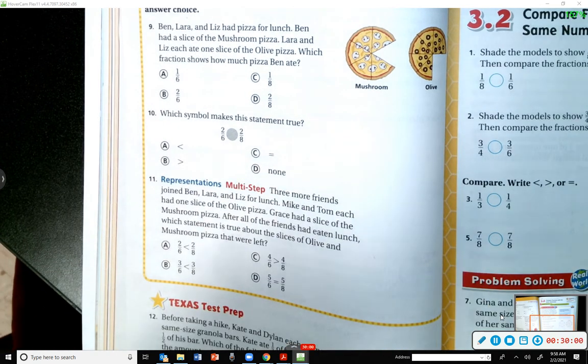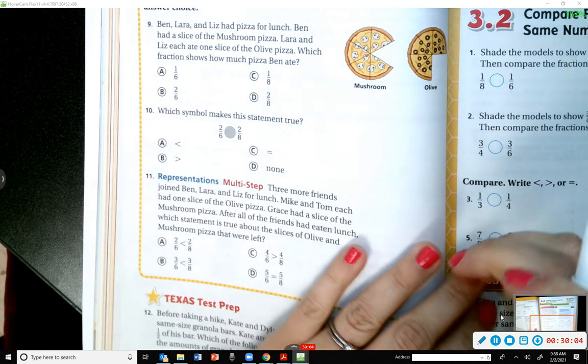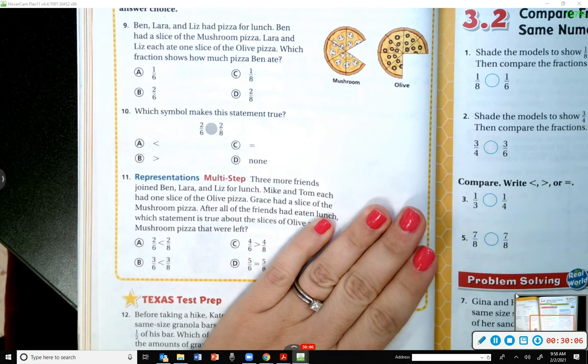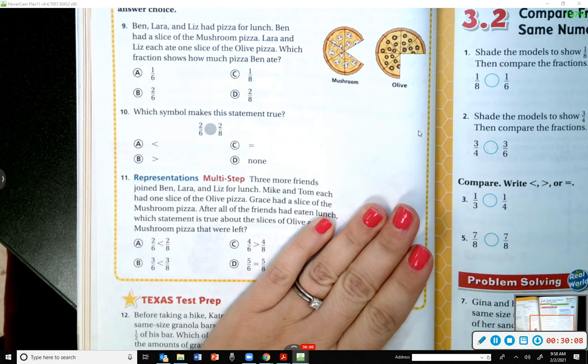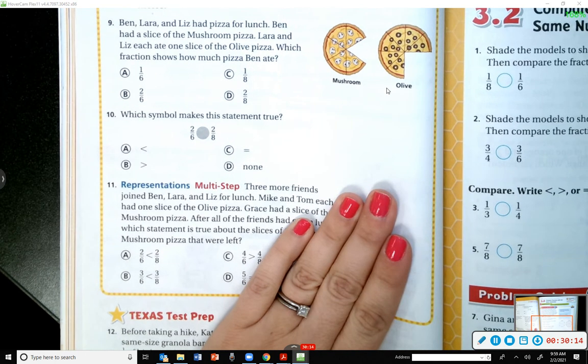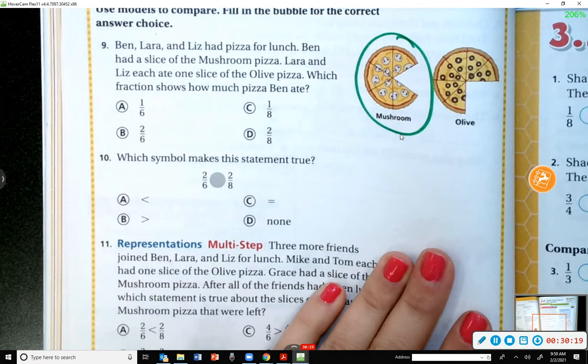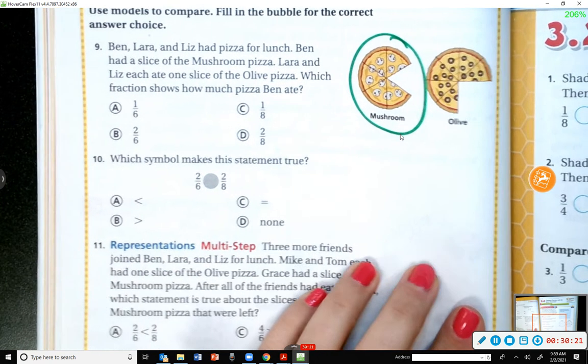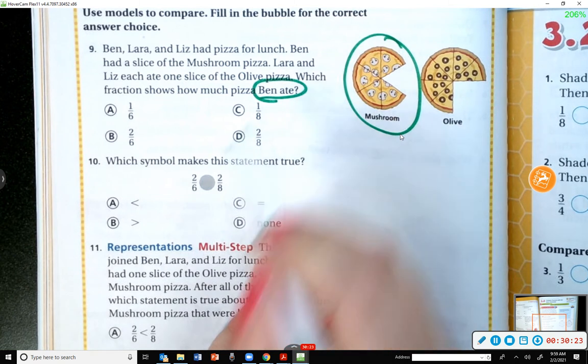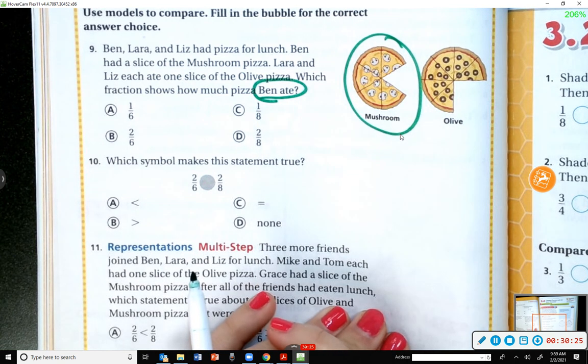Number 9 says Ben, Laura, and Liz had pizza for lunch. Ben had a slice of the mushroom pizza. Laura and Liz each ate one slice of the olive pizza. Which fraction shows how much pizza Ben ate? Okay, so Ben ate the mushroom, right? So how are we going to figure out how much Ben ate? Kaylee?